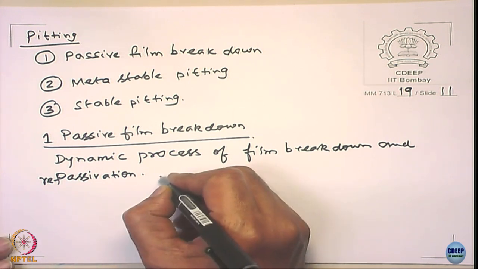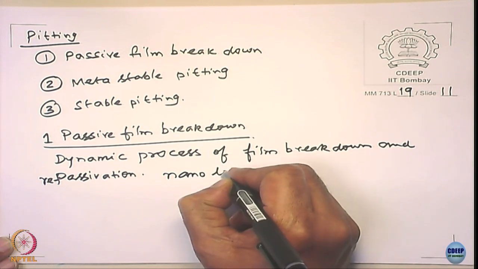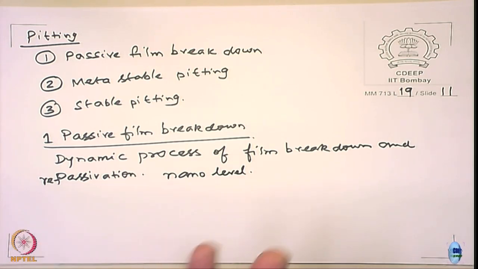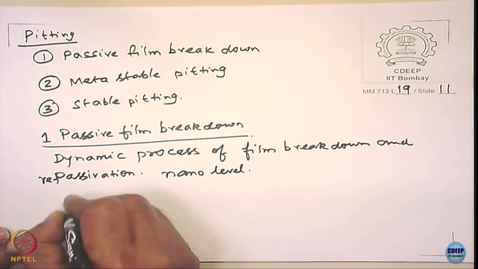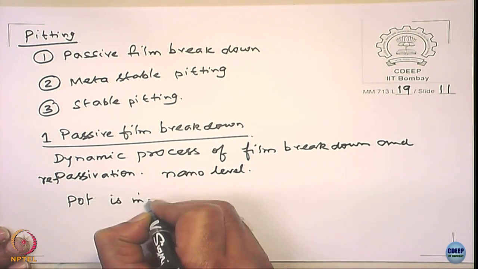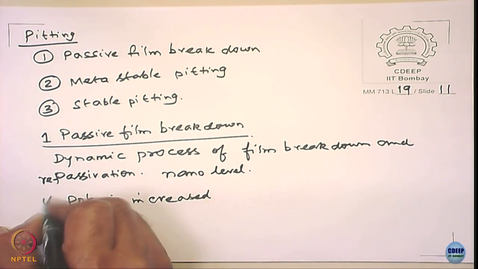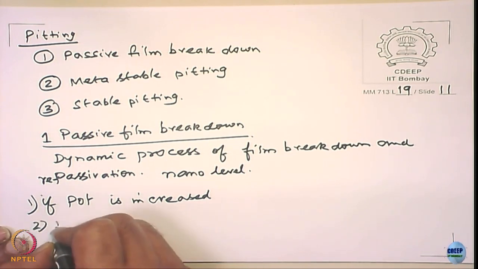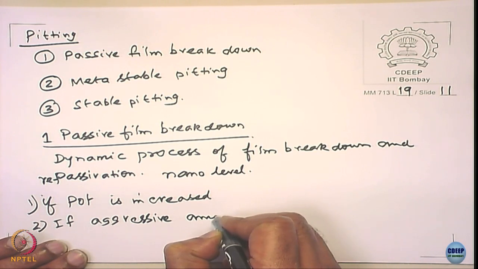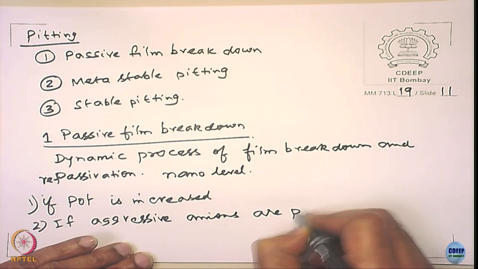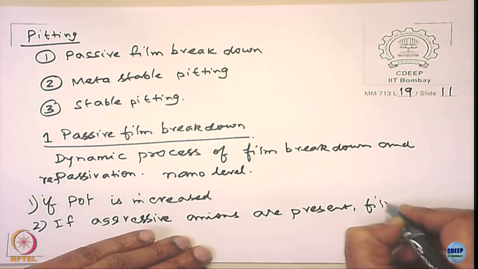Now, they are all happening at nano levels. I mean, we talk about spatial, nanoscopic levels. Spatially, they occur at the atomic and the nano levels, the metal atoms dissolve and re-passivation takes place. But what can happen is, if the potential is increased, or if some aggressive anions are present, film breakdown dominates.